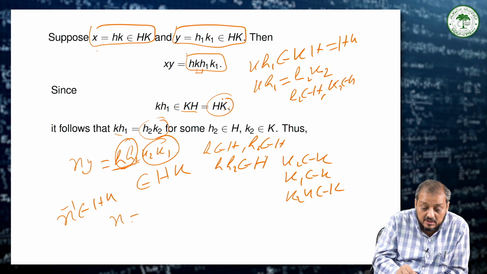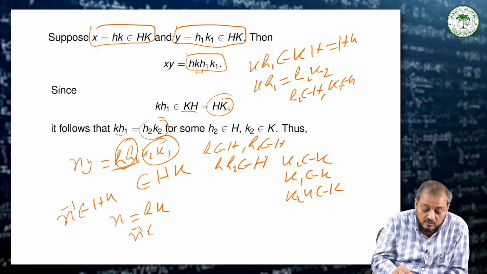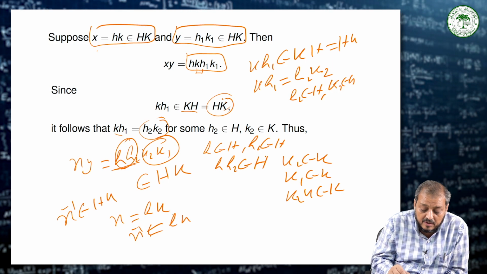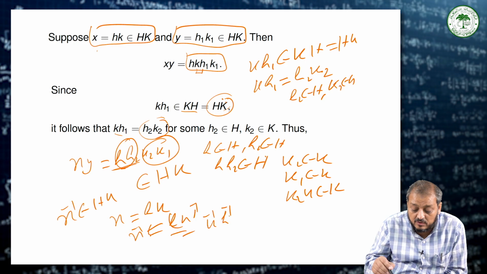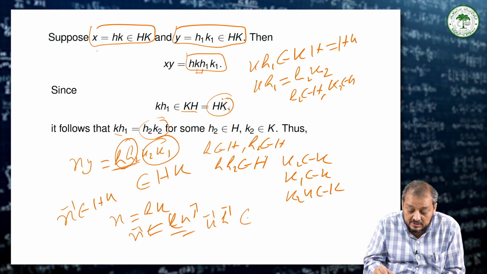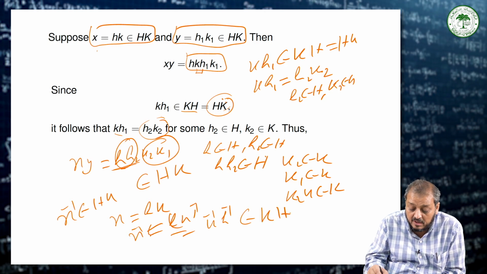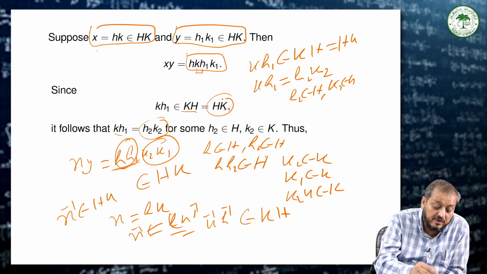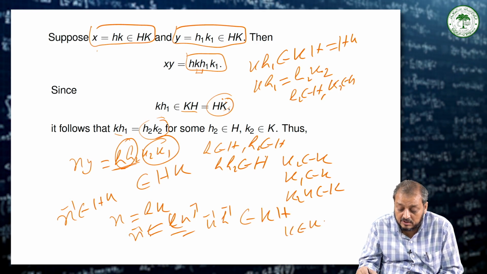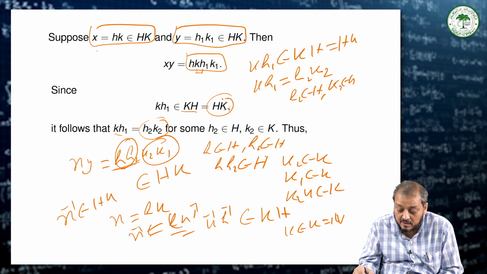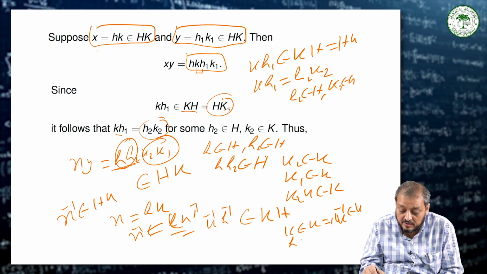So we have x = hk, and then we calculate x inverse, which is (hk) whole inverse. This can be written as k inverse h inverse, and now this is an element of KH, because if k is an element of K, then k inverse is also an element of K, and h is an element of H.